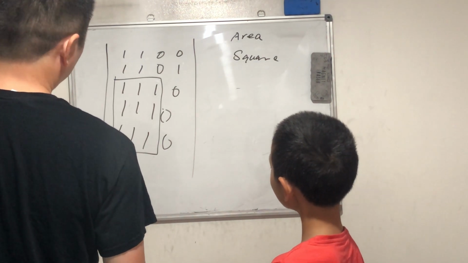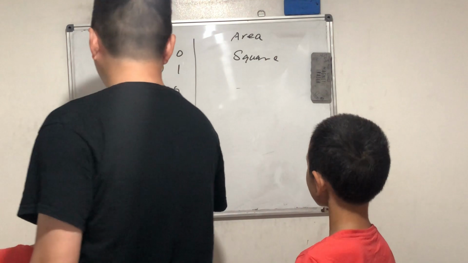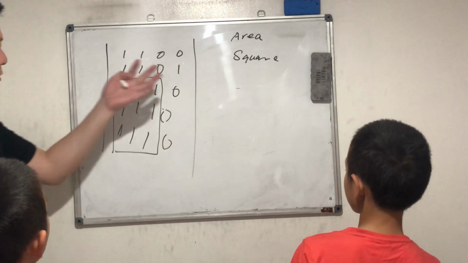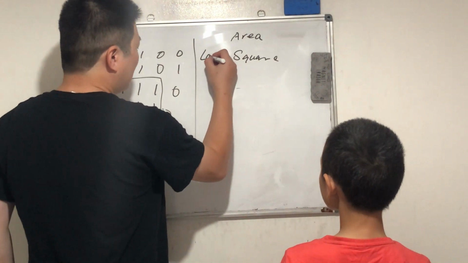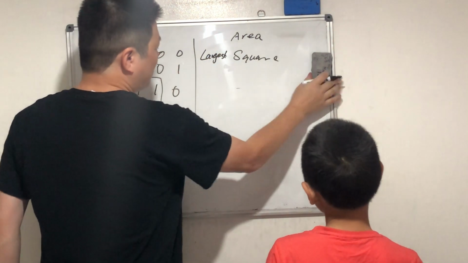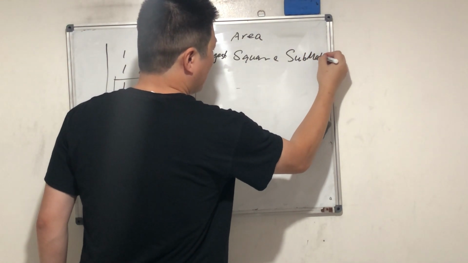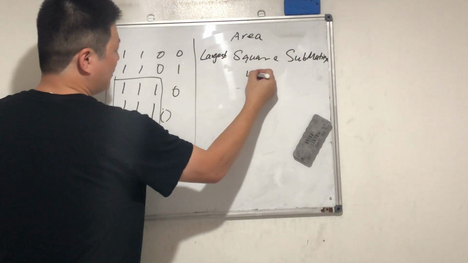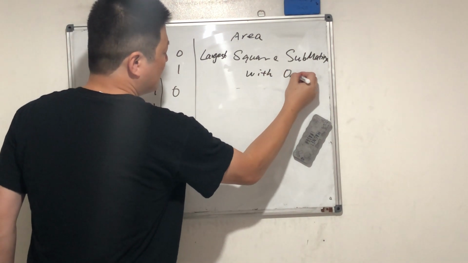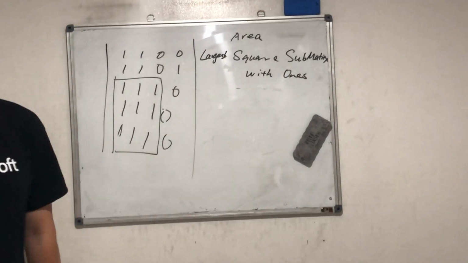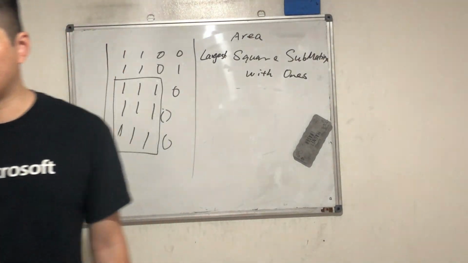You can't find any 16, right? The ones means you can't include the 0. We want to find the largest square submatrix with 1s. Okay? The problem is clear, yeah? How can we do this?